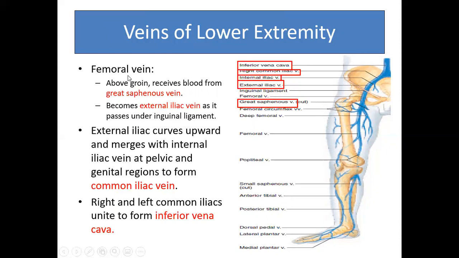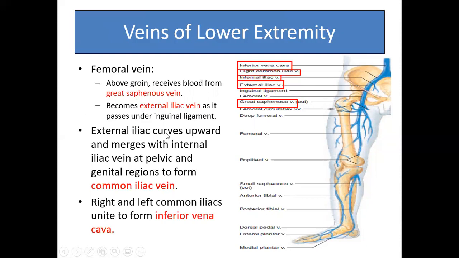For the femoral vein, above the groin, it receives blood from the great saphenous vein. You can see here, above the groin, it receives blood from the great saphenous vein, which has been cut here. Later, this femoral vein will become the external iliac vein whenever it passes beneath the inguinal ligament. Here we have the inguinal ligament.